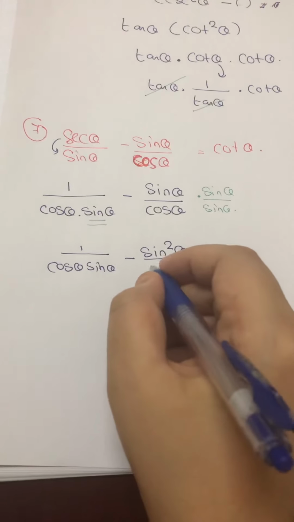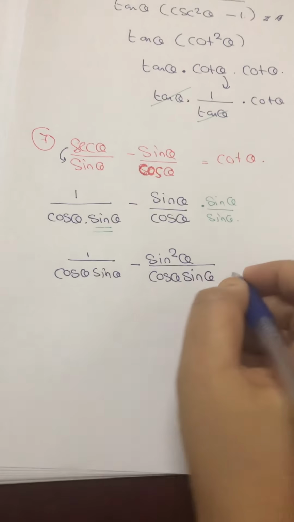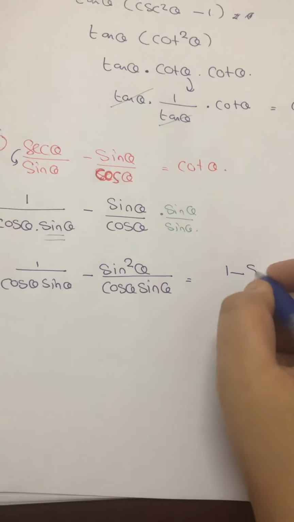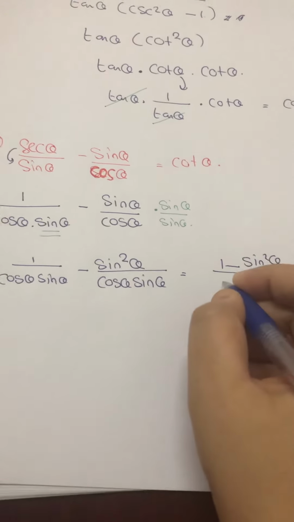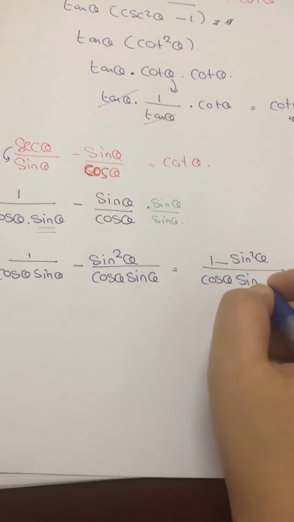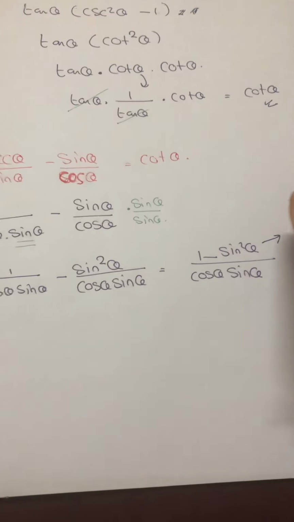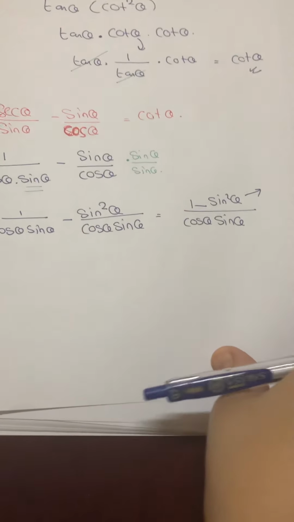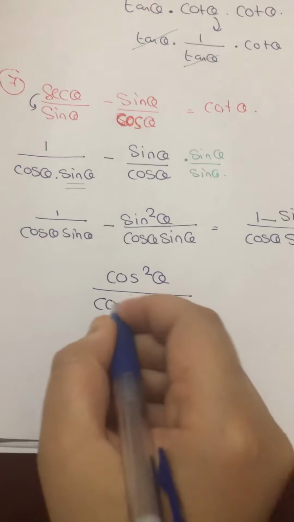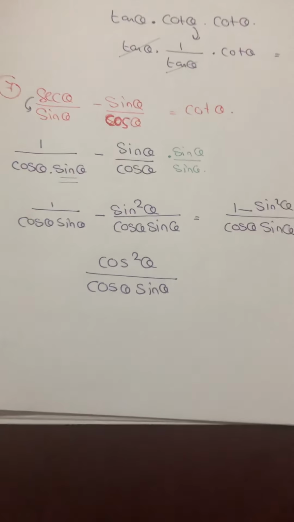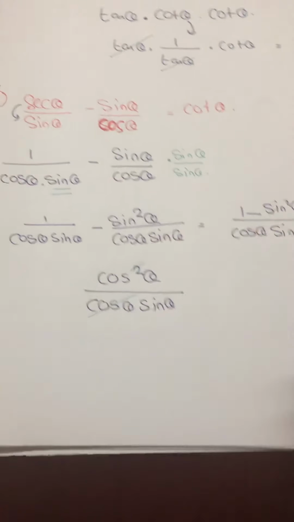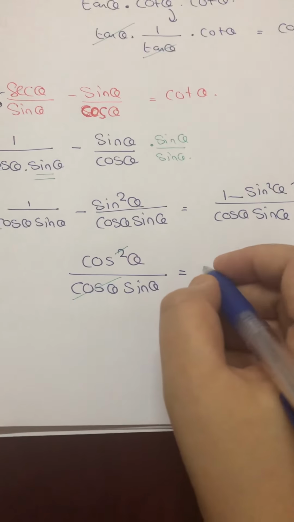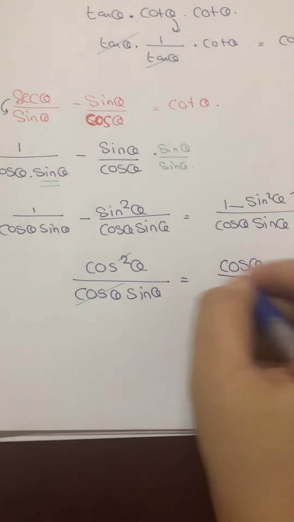I started seeing a Pythagorean identity. Cosine theta sine theta. So 1 minus sine squared theta all over cosine theta sine theta. And what is 1 minus sine squared theta? Cosine squared theta. Okay, so if I change it to cosine squared theta all over cosine theta times sine theta, I can cancel the square here with one of the cosines. I'll be left with cosine theta over sine theta, and that's going to equal cotan theta.